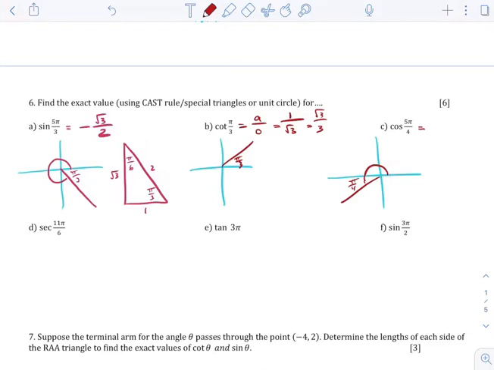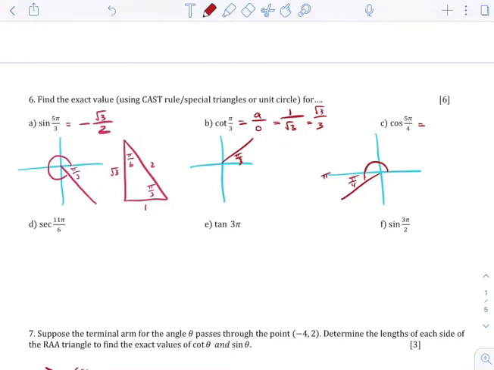Because we're bigger than pi by pi over 4, and pi would be right across the other end of the circle. Oops. So I'm looking for cosine. In that quadrant, tan is positive, so cosine is negative. And the cosine of pi over 4 using your special triangles would be root 2 over 2. So negative root 2 over 2 is the answer for that one.